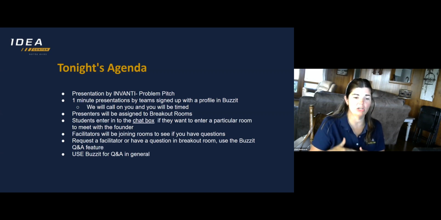We'll have our facilitators, our mentors, joining rooms sporadically, just popping in and seeing if there's any help you need. If while you're in your room, you have a question or you want a particular facilitator to come join you, please put that in the Q&A in the Buzzit feed. So use the Q&A in Buzzit to ask questions. Use the Zoom chat to be put into specific rooms. I'll have this slide back up after everybody gets done presenting so that you don't have to remember all of this, but these are just general housekeeping things.